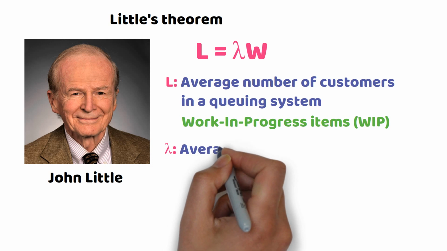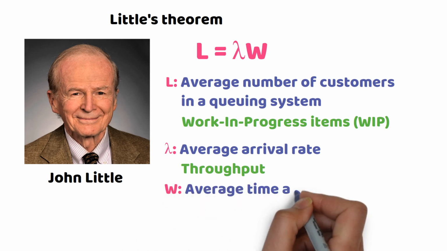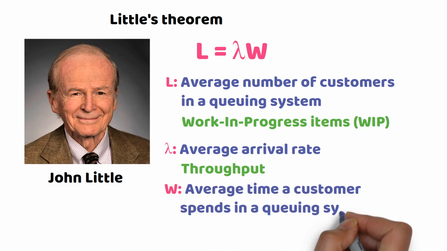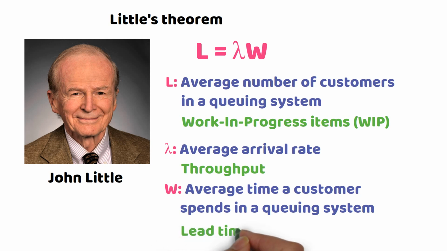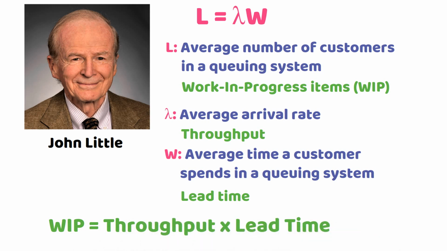Lambda is the average arrival rate, also known as the throughput. And W is the average time a customer spends in a queuing system. In project management, it's referred to as lead time. So, this theorem states that the average number of customers in a stationary queuing system equals the average arrival rate multiplied by the average time a customer spends in the system. It can also be written as WIP equal to throughput multiplied by lead time.